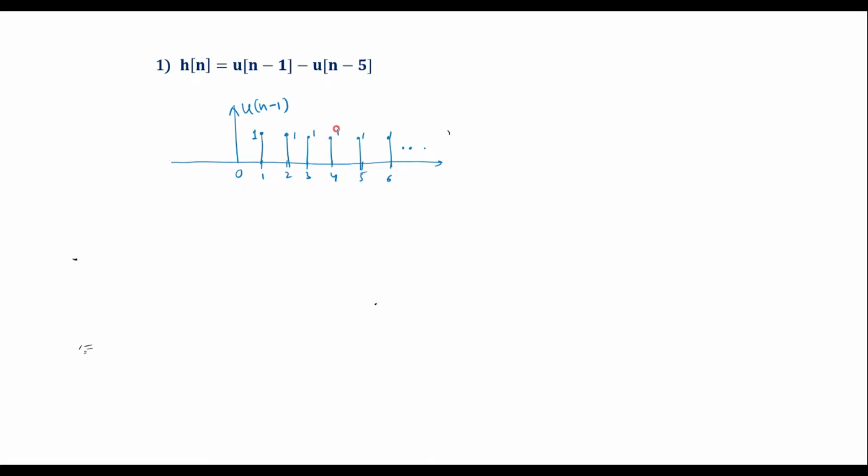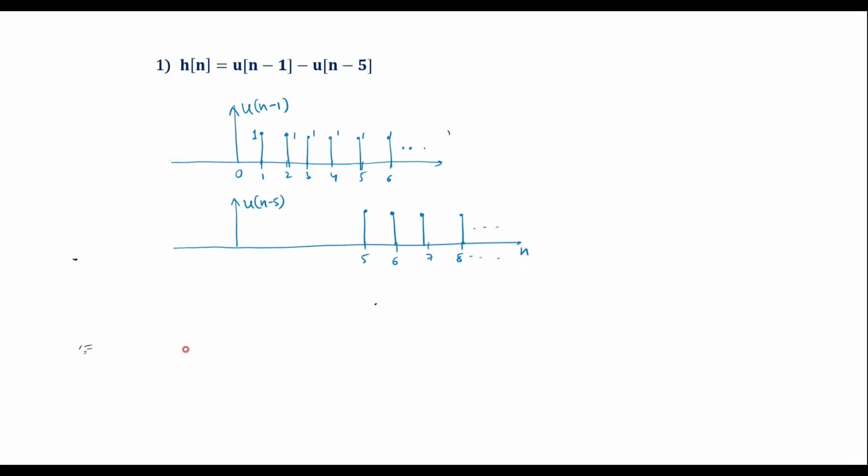Now let me draw u of n minus 5. So n minus 5 is again a unit step signal which begins at n equal to 5. So let this be u of n minus 5 which begins at n equal to 5. This is 5, this is 6, 7, 8 and so on. So here it will be 1, continued till infinity. If you perform this minus this, only the samples from 0 to 4 exist. The rest will get cancelled because at n equal to 5 its magnitude is 1, and 1 minus 1 is 0.